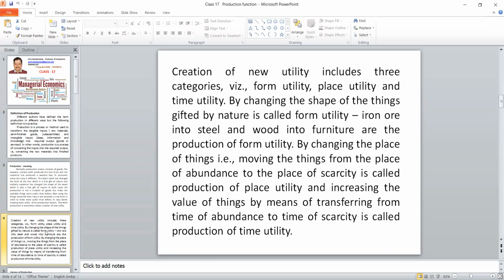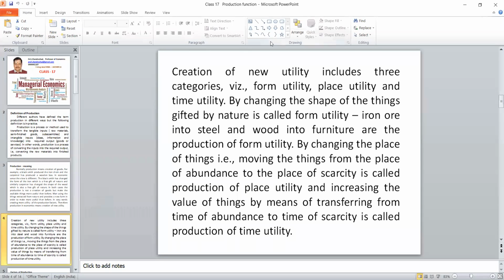Changing the shape of a thing gifted by nature is called form utility. That is, there is a tree and it has been cut and the carpenter made a chair. Then it is called form utility. Here I have given an example. Iron ore into steel and wood into furniture are the production of form utility. I hope you understand.